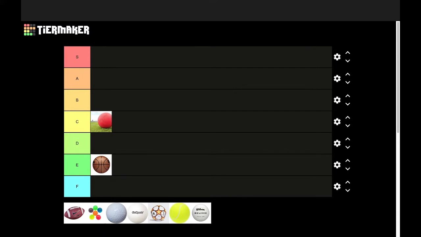Wow, C tier. It's interesting. Yes, I suppose the only reason I could consider it to be higher than the basketball is that since it is a kickball, you can kick it, which means you're gonna get more velocity. At least that's with my case because I don't have upper body strength. So, assuming that, I guess it kind of makes sense.